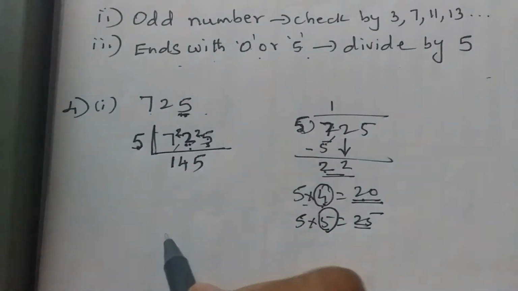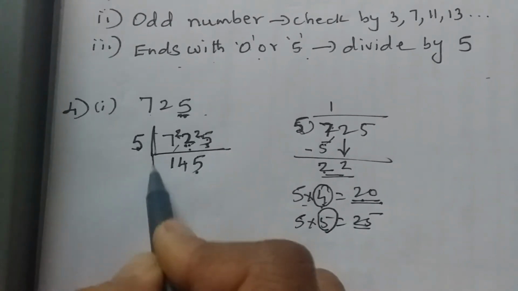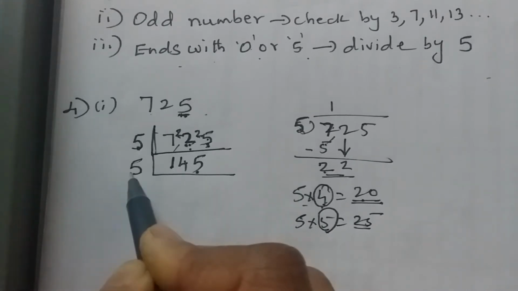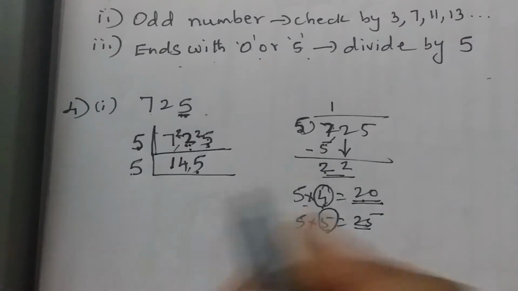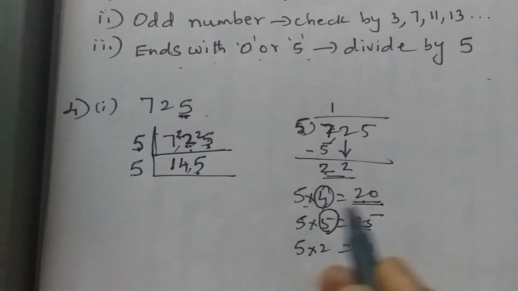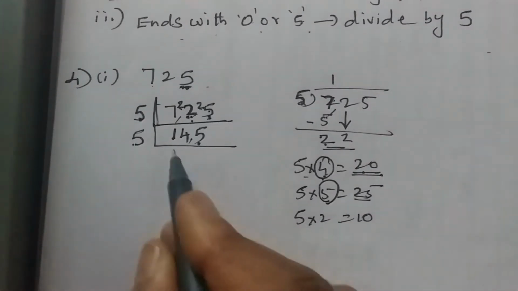Continue the division till you get a prime number. Again the number is ending with 5, so you will divide by 5. Take the first number, 1, which is less than 5. We cannot divide, so take 14. Till 14 comes, 5 tables. 5 ones are 5, 5 twos are 10, 5 threes are 15, which is more than 14. So less than 14 is 10.